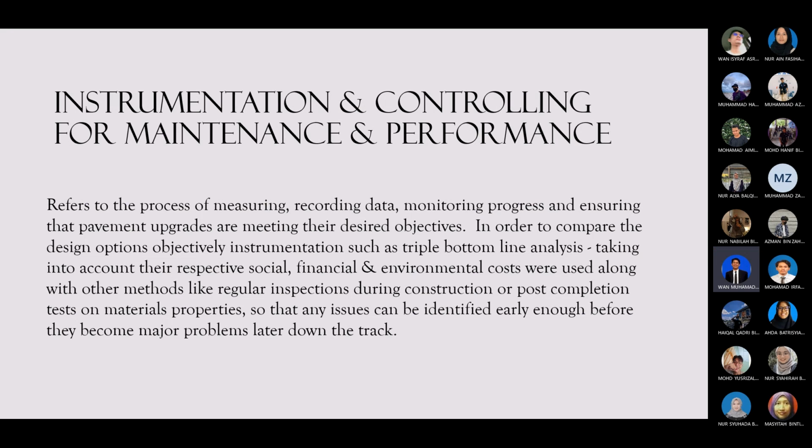Instrumentation and controlling for maintenance and performance refers to the process of measuring, recording data and monitoring progress, and ensuring the pavement upgrades are meeting their desired objective. In order to compare the options objectively, instrumentation such as triple bottom line analysis, taking into account their respective social, financial, and environmental costs, was used along with other methods like regular inspection during construction or post-completion tests on material properties, so that any issue can be identified early enough before it becomes a major problem later down the track.